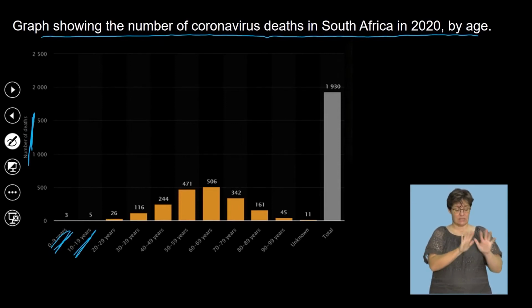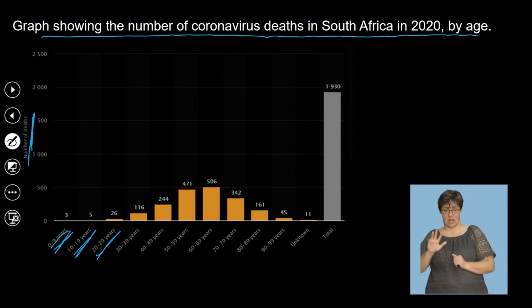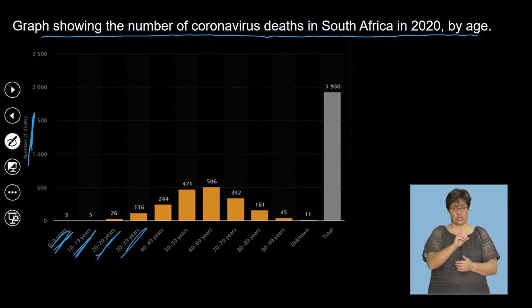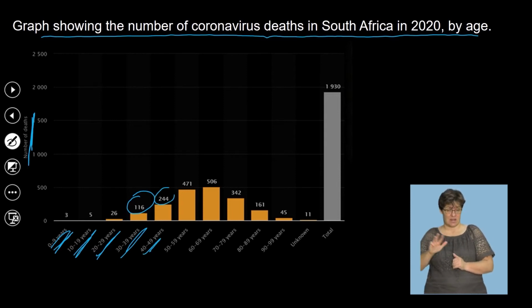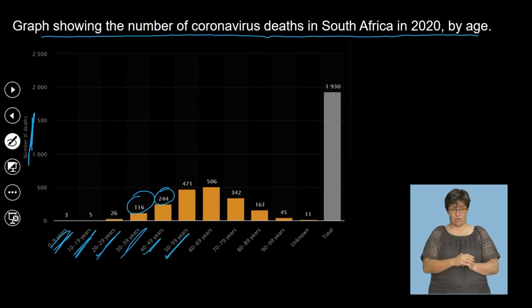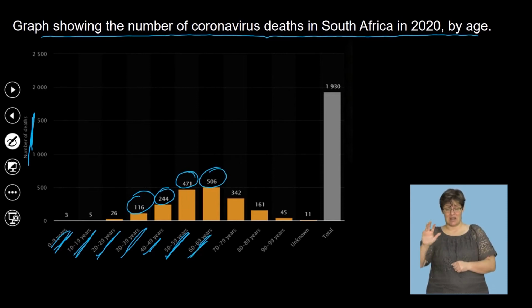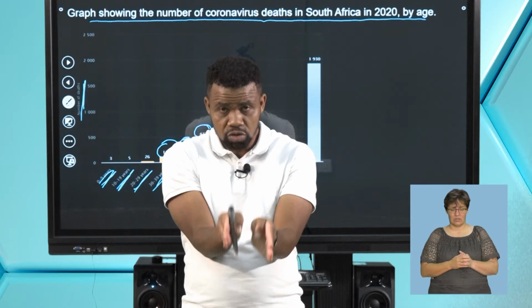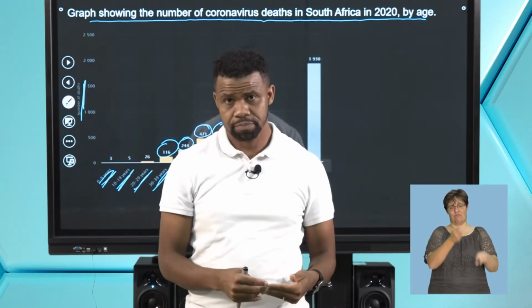10 to 19, 5 deaths. 20 to 29, 26. 30 to 39, 116. 40 to 49, 244. 50 to 59, 471. And 60 to 69, 506. Can you see that 60 to 69 is the highest? Those are where we get most of our deaths from COVID-19.